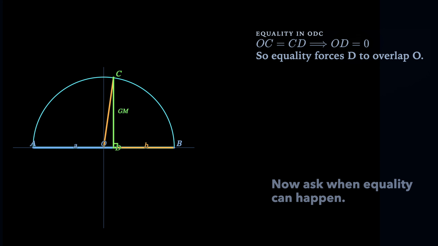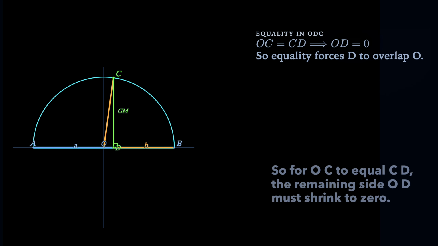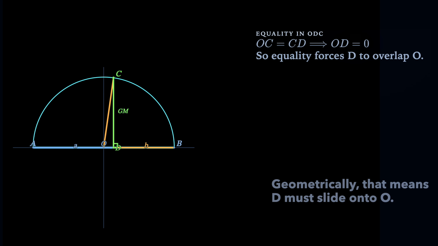Now ask when equality can happen. In a right triangle, the hypotenuse is strictly longer than a leg unless the other leg vanishes. So for OC to equal CD, the remaining side OD must shrink to 0. Geometrically, that means D must slide onto O.